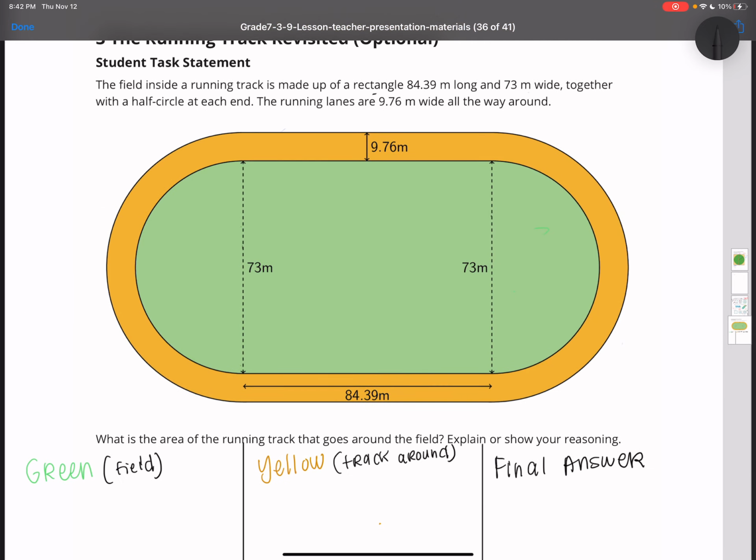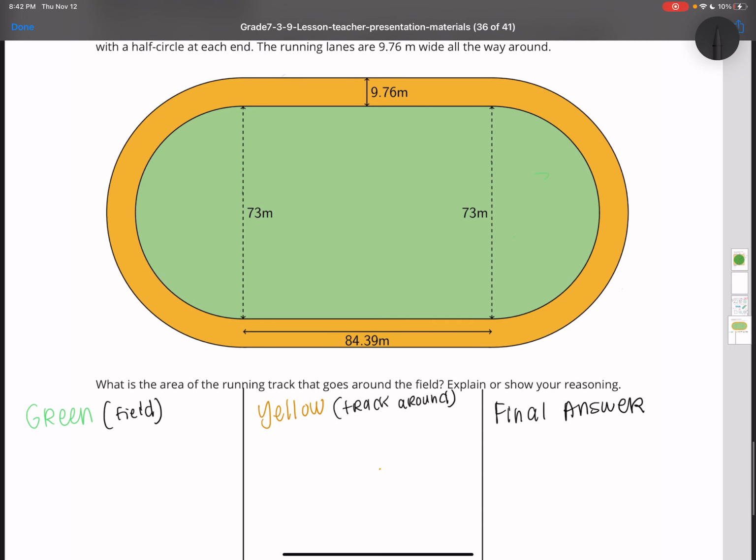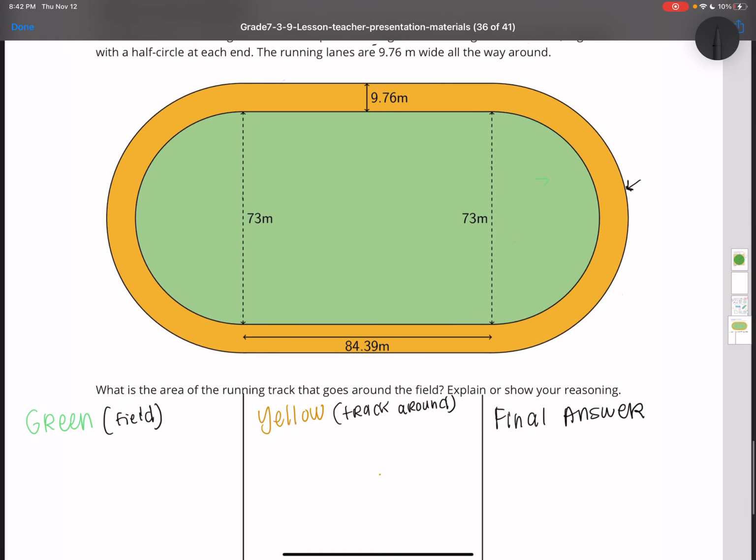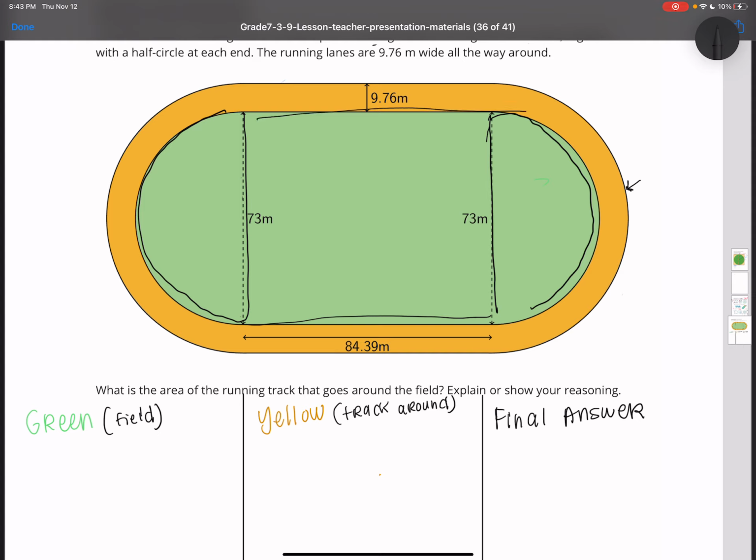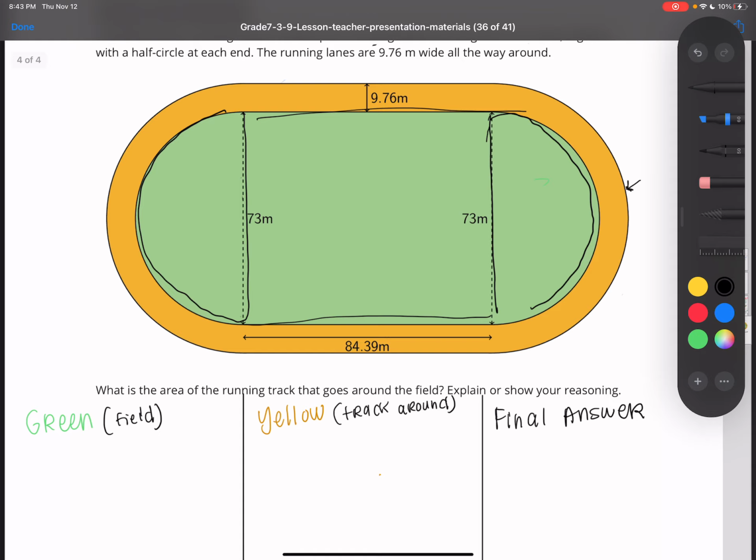We need to find the area of the running track, which is the yellow area. So we need to first find the area of the field. When I look at this figure, I see a rectangle, and just like what the question was telling us, 2 semicircles, which is right here, and I see the rectangle right here. Sorry for my sloppiness, but I see a circle that's split in half and a rectangle.